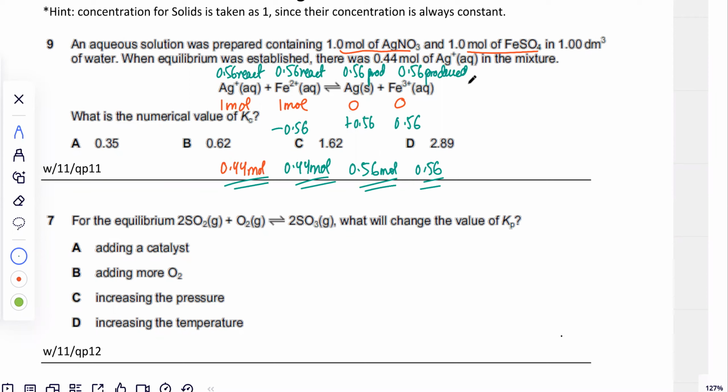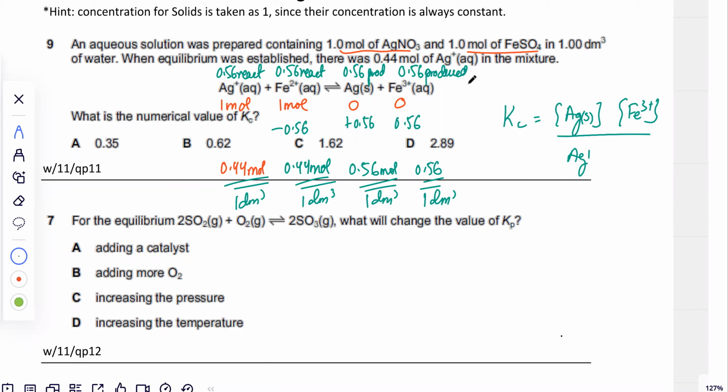Yes, sir. And you're being asked to find the value of Kc. So Kc would be product concentration. So it's going to be the concentration of Ag solid into the concentration of Fe3 plus aqueous, divided by the concentration of, and concentration would be simple. The container has a volume of 1 dm cube, so moles divided by volume is concentration. So all of them would come out to be exactly the same, divided by the reactants, which are Ag plus and Fe2 plus.